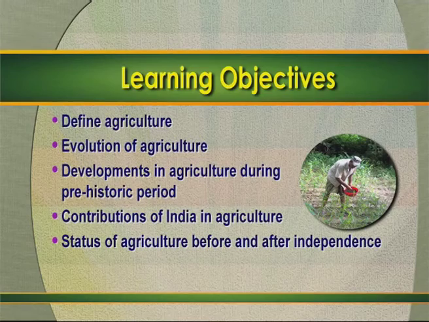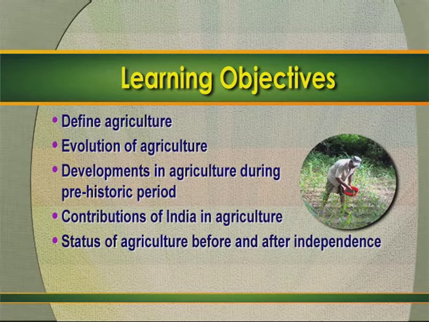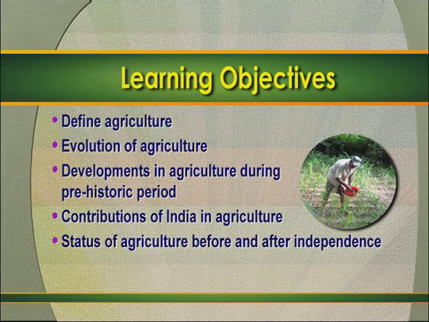The evolution of agriculture started with the inception of civilization. In this session, we are going to cover the meaning of agriculture and discuss how agriculture evolved over the period. Then we will identify the developments in agriculture during the prehistoric period, the contribution of India in agricultural development, and the status of agriculture before and after independence.